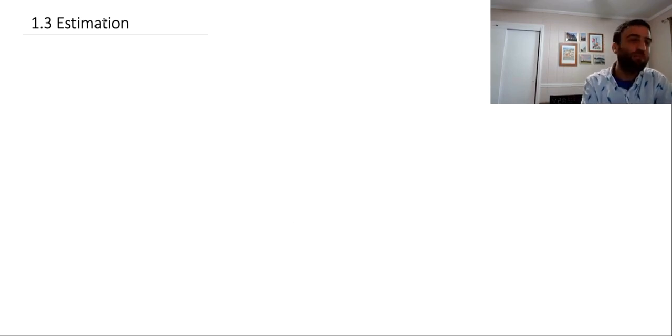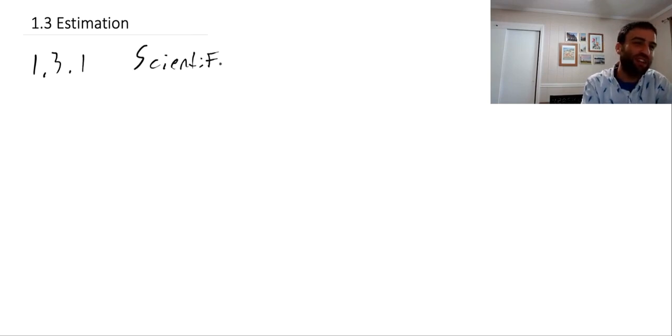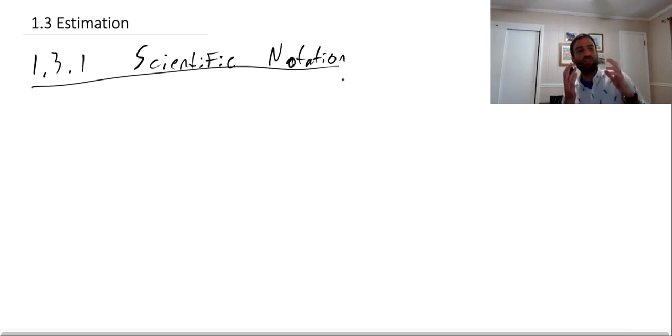So before I talk in detail about a technique for estimating things called Fermi estimation, let me just very quickly review scientific notation, right? The thing that scientific notation is meant to address is this idea that as we go about interacting with the world and also thinking about the world, we see numbers that have very disparate scales in them, right?